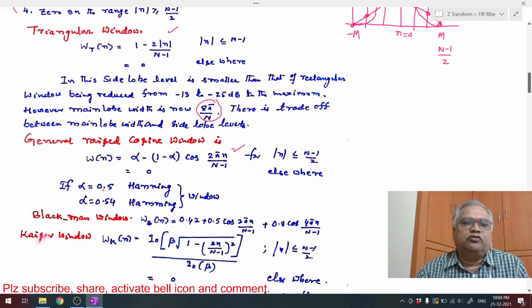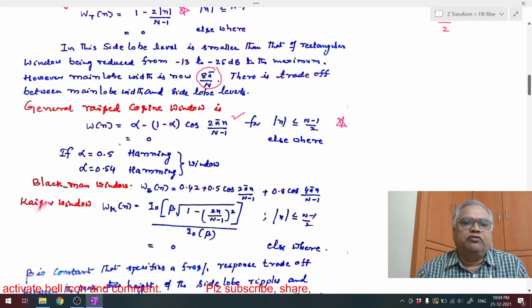If alpha equals 0.5, it is the Hanning window; alpha 0.54 is the Hamming window. So you need to remember these window equations. These window equations are important. You should remember them: alpha equal to 0.5 Hanning, 0.54 Hamming, like that. The Blackman window is another window you need to remember.